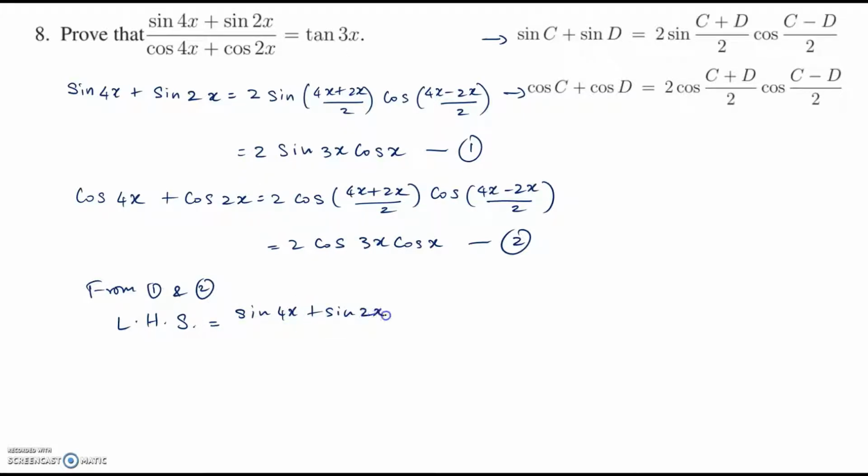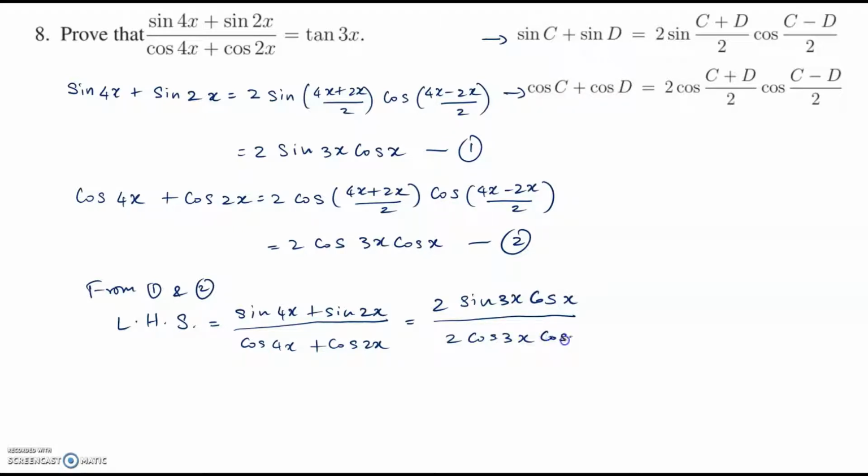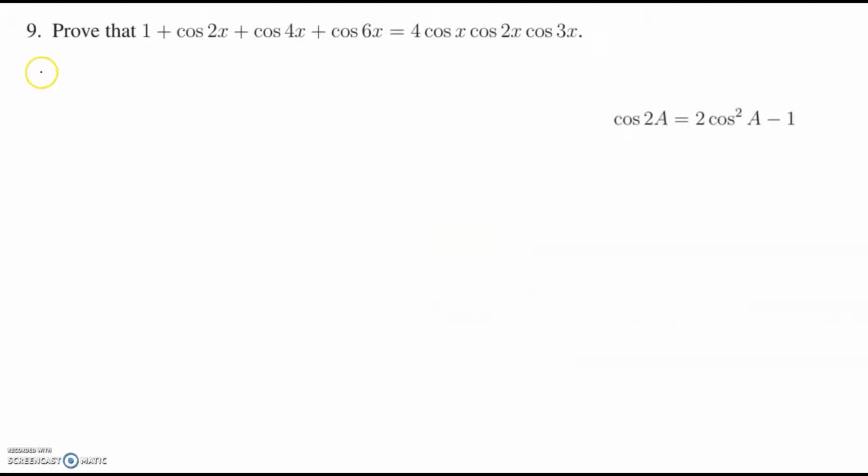So from 1 and 2, the left hand side, which is sine 4x plus sine 2x divided by cos 4x plus cos 2x, is equal to 2 times sine 3x cos x divided by 2 times cos 3x cos x. Cos x and cos x will get cancelled, and 2 and 2 will cancel. So you're left with sine 3x by cos 3x, which is tan 3x. That's equal to RHS, hence the proof.